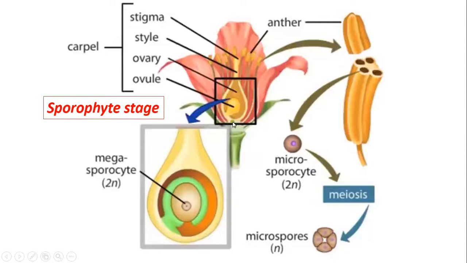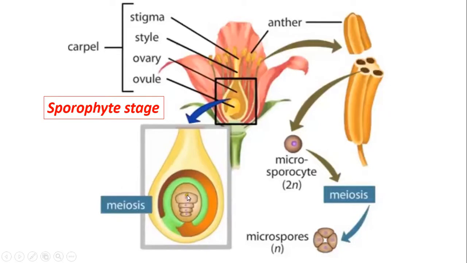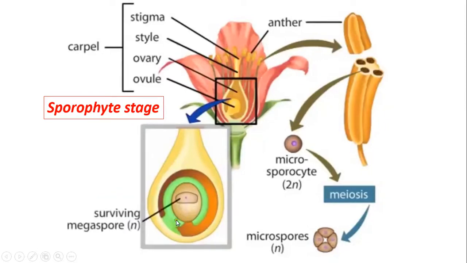Now the megasporophyll or carpel. The carpel consists of 3 parts, the stigma, style and ovary. An ovary has 1 or more chambers called locules. In each locule, 1 or more sac-like structures are present called ovules. The ovule contains a large diploid megasporocyte which divides by meiosis and forms 4 haploid megaspores. Out of these 4, only 1 survives and 3 disintegrate. The microspores and megaspores are heterosporous.